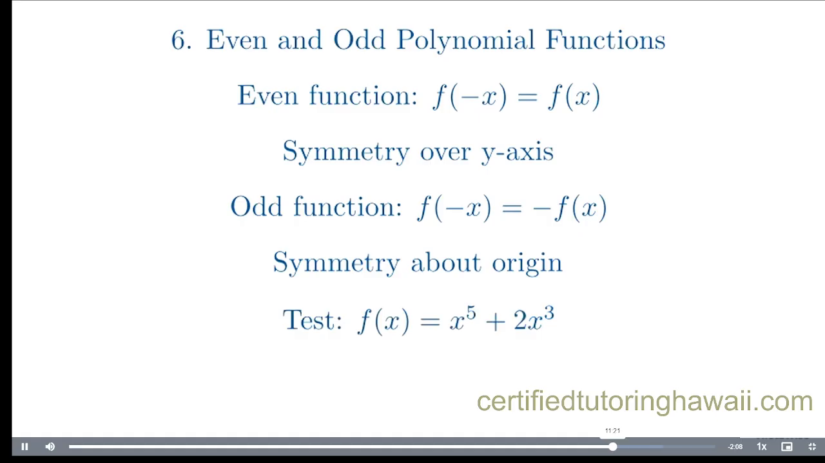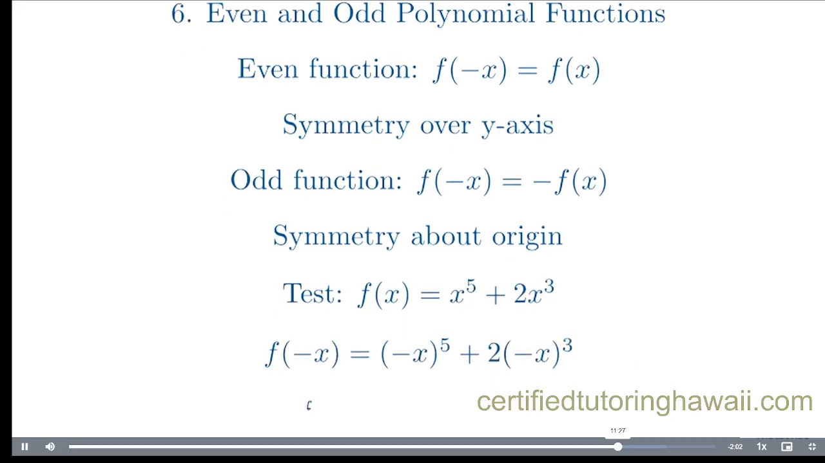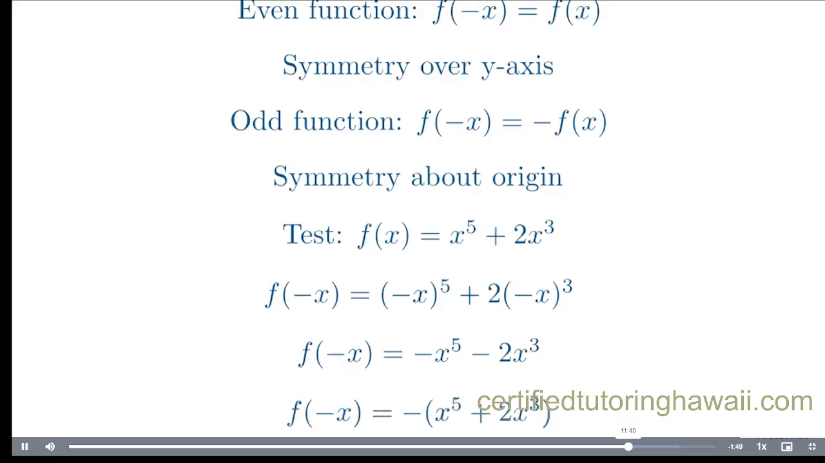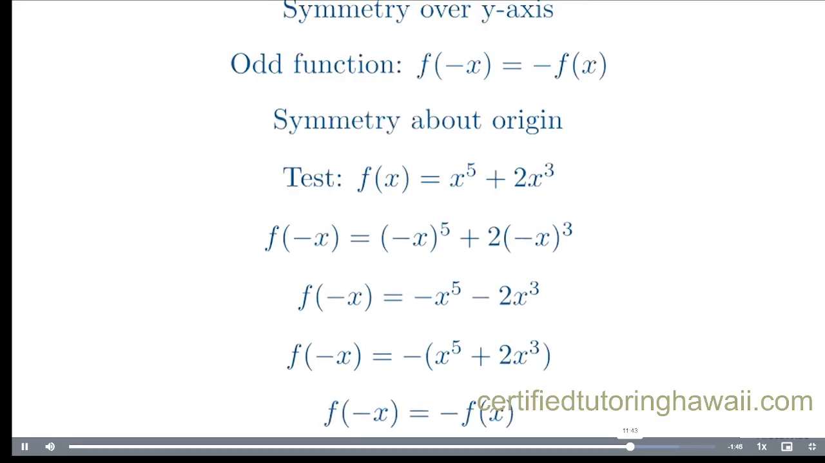It only has odd powers of x. To determine if it's even or odd, we calculate f of negative x. f of negative x equals negative x to the fifth plus 2 times negative x cubed. An odd power of a negative number is negative, so this simplifies to negative x to the fifth minus 2x cubed. Notice that we can factor out a negative 1 from this expression. This gives us negative times the quantity x to the fifth plus 2x cubed. And the expression in the parentheses is just our original function, f of x.